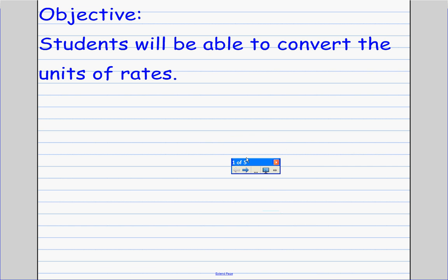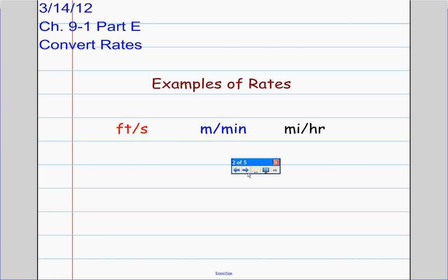The objective for this lesson is that students will be able to convert the units of rates. So I gave these notes in class on March 14th. This is from chapter 9.1, part E. The topic is converting rates. Here's some examples of rates.